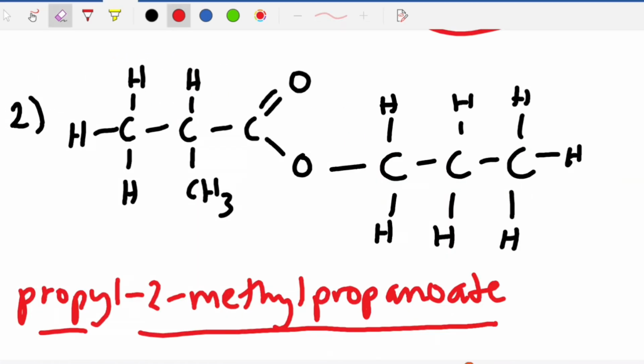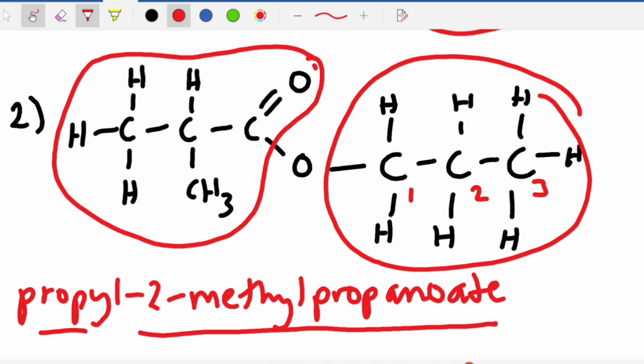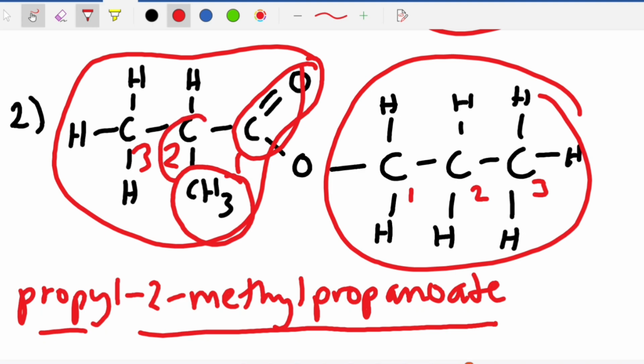Then finally for this one, it was propyl 2-methylpropanoate. So you have to be really good at your naming. Okay, so first we identified the alkyl group, which is over here, no C double bond O, and here we can count the carbon chain, 1, 2, 3. That is propyl. Then we identified the O8 group, which is over here, the C double bond O, and then we count the carbon chain, 1, 2, 3. So that will be propanoate, but we can also see that there's a methyl group on carbon number 2. So therefore, it'll be propyl 2-methylpropanoate.